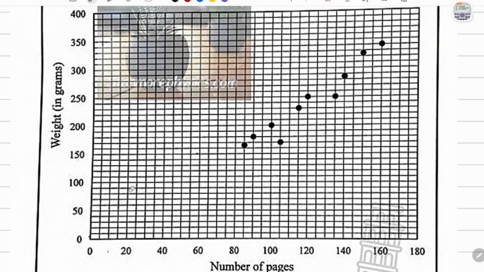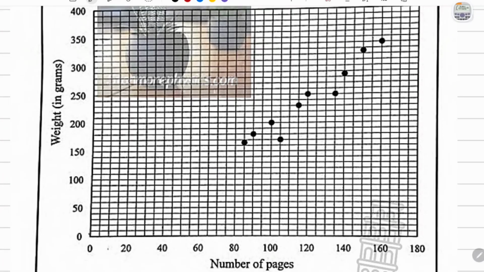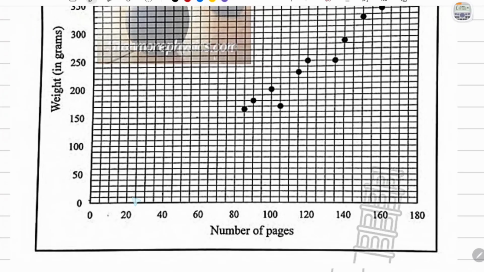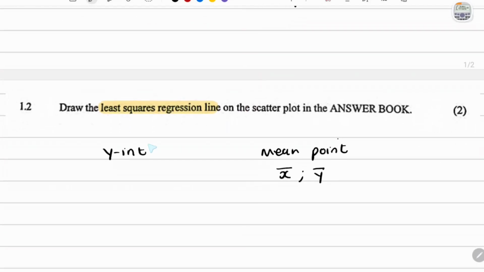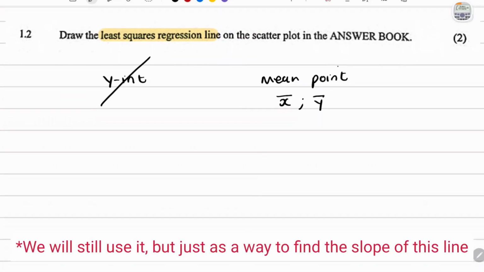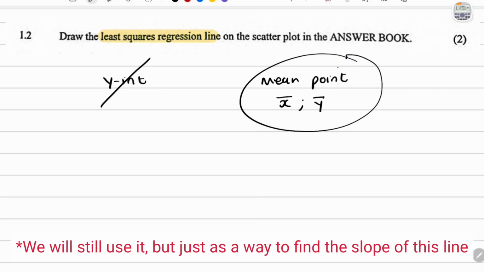We can't have a negative weight. And you also notice that they don't have any data for here. So it means we didn't have any books with pages like 20 pages and 40 and so on. So we can't really find that. So instead of using the y-intercept in this case, we're not going to use that. We'll just use the mean point.